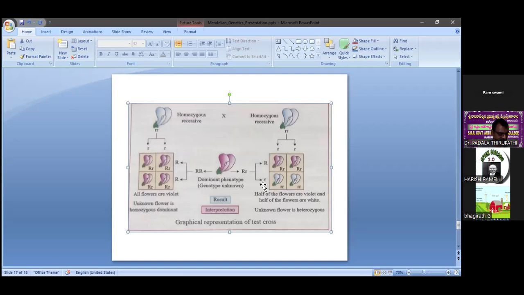So once a small r gamete is fertilized with a small r gamete, what are we getting? Recessive color flower. So half of the flowers are violet and half of the flowers are white. So it indicates what? Our parental plant is in which condition? Heterozygous condition. So the test cross result is 1:1. Definitely our parental plant is in which condition?